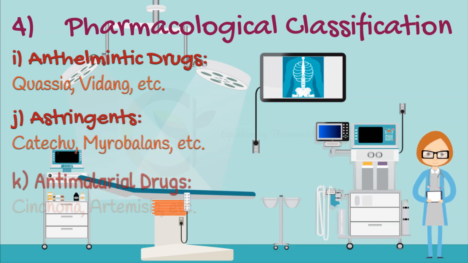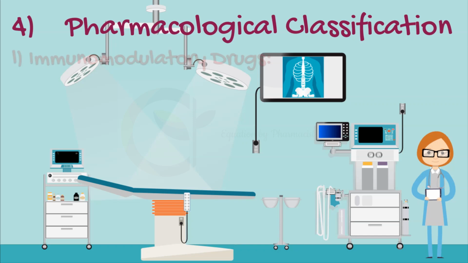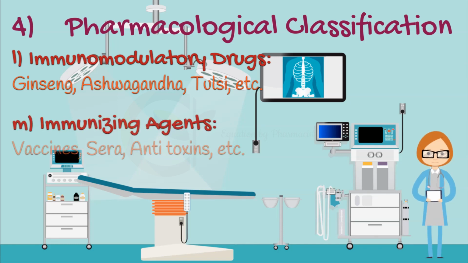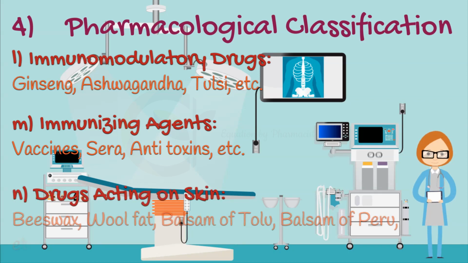10th category incorporates astringents. For example, catechu, myrobalans, etc. 11th category integrates antimalarial drugs. For example, cinchona, artemisia, etc. 12th category fits in immunomodulatory drugs. For example, ginseng, ashwagandha, tulsi, etc. 13th category entails immunizing agents. For example, vaccines, sera, antitoxins, etc.